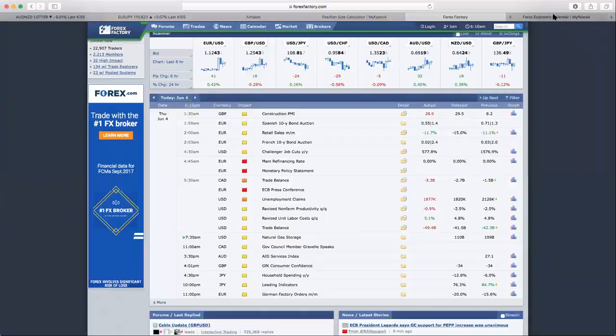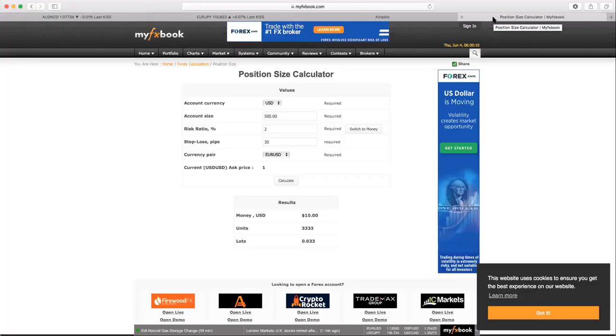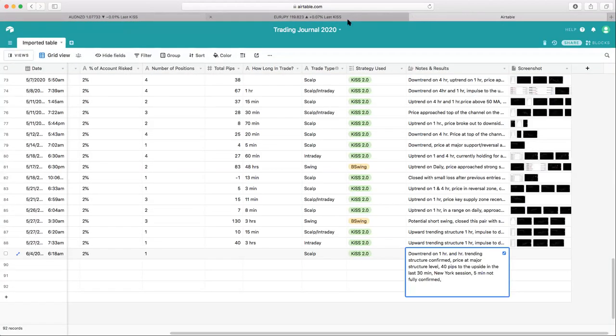So now that I've checked the news, usually I just close these tabs out after I've checked it and noted it. I don't need to refer to that anymore. I've already calculated my risk and I have that written down. So I'll go ahead and close that. I just have several tabs open on my window.